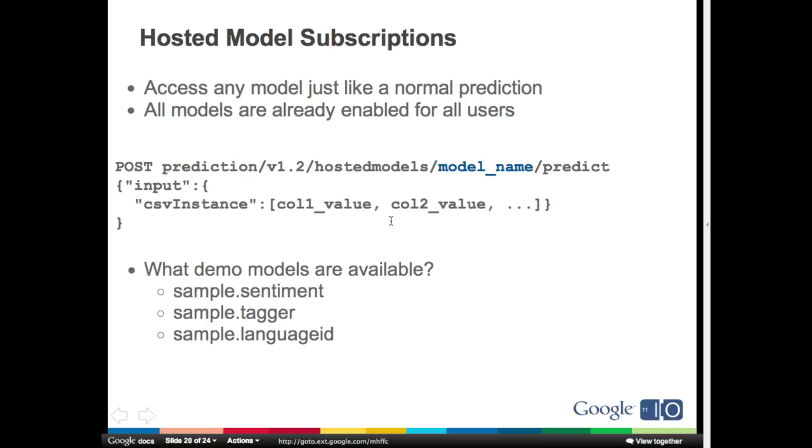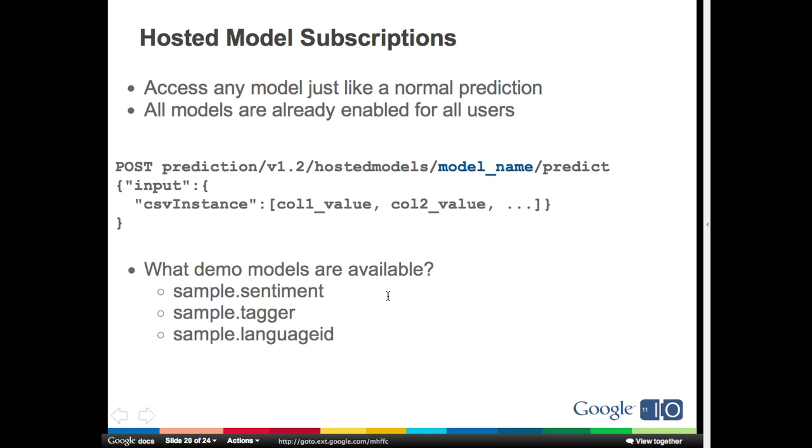When you make a prediction, you just pass a new data point, a new piece of text, and you send it over to the Prediction API. The Prediction API will take your input, look up the hosted model you specify, and give you a response. So as you can see, there's no training and data collection phase, you can just right now make a prediction against a hosted model.